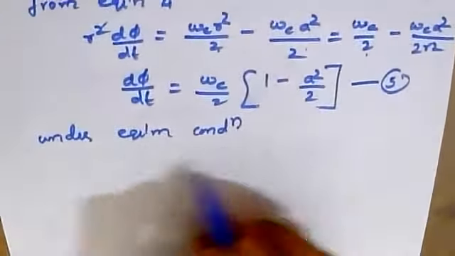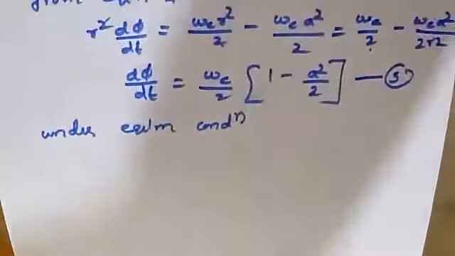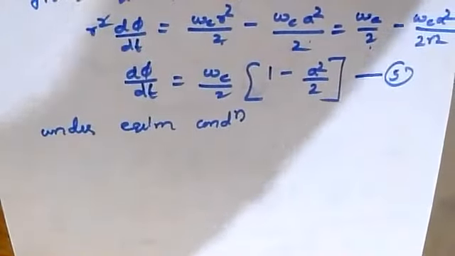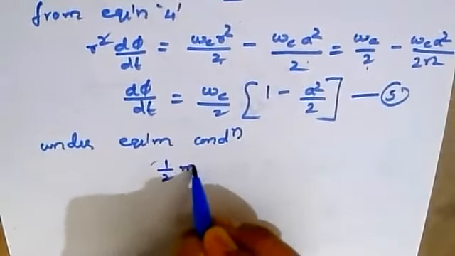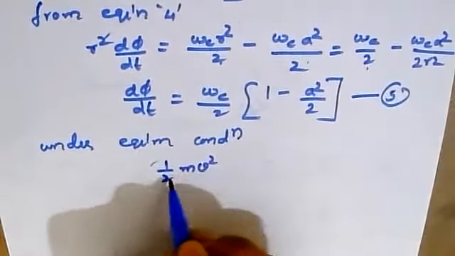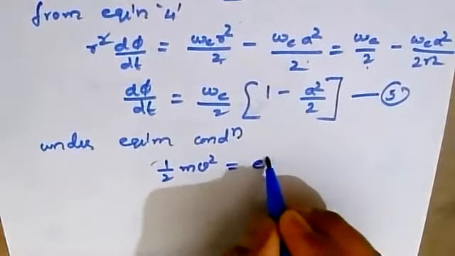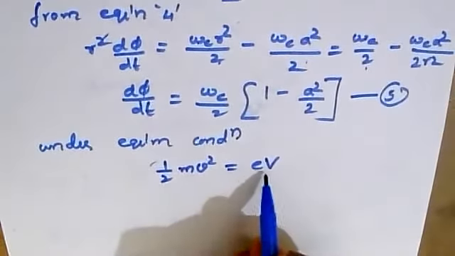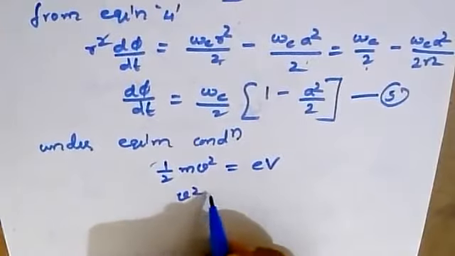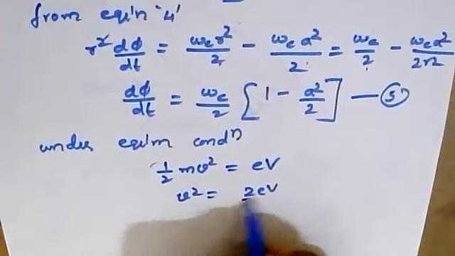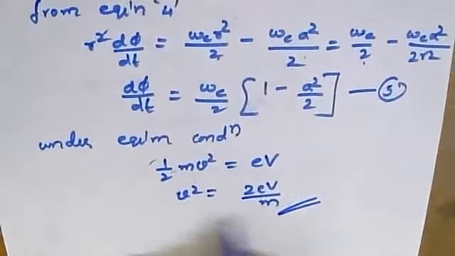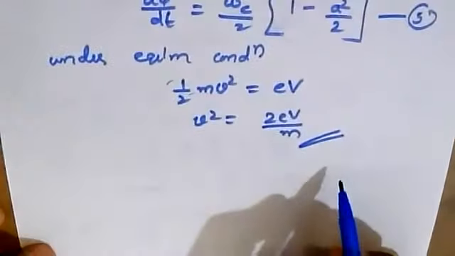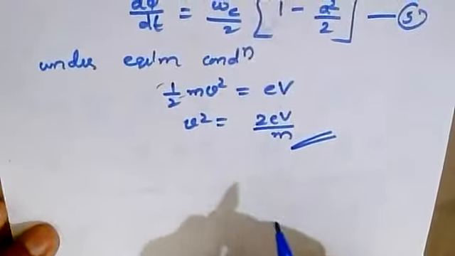And now under equilibrium condition, the static energy is equal to the kinetic energy. With these energies, we have already obtained a standard form: the kinetic energy is equal to half mv square, and the static energy is given as eV. So we get v square is equal to 2eV by m. We'll be using an approximation of this expression in the coming derivation.